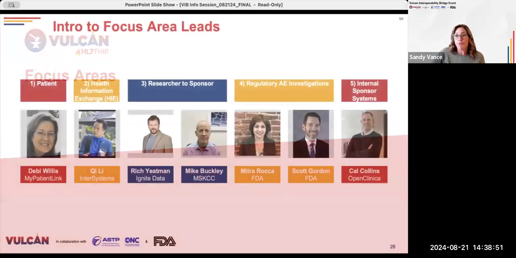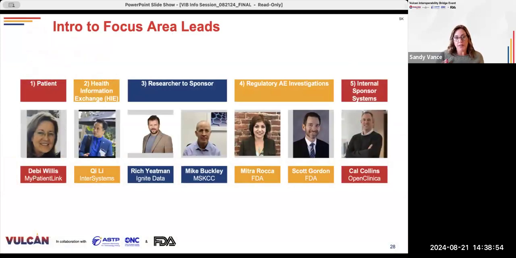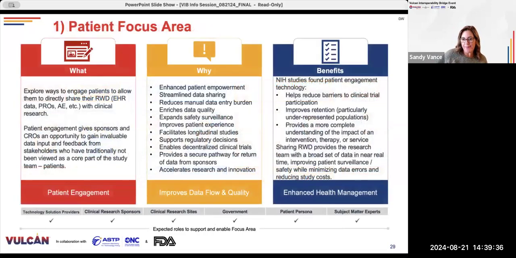So we are so fortunate to have a team of experts who are supporting Vulcan as champions of the Vulcan Interoperability Bridge Event. Each of these people has dedicated their time voluntarily to spearhead one of the focus areas that they're going to share with you today. The idea is that each of these 5 focus areas will turn into a technical team that will lead the charge in an iterative process to develop the end-to-end workflows and all of the demonstrations necessary to show the value and what's possible in implementing FHIR. So first, we're going to have Debbie Willis, who's going to talk about the patient focus area. Debbie?